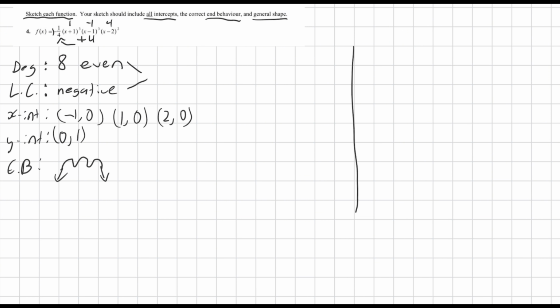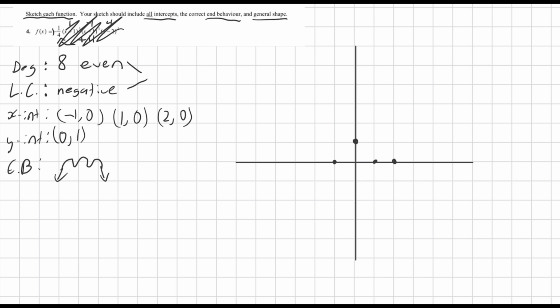So let's go ahead and start graphing. Let's plot our x-intercepts, (-1, 0), (1, 0), (2, 0), and then the y-intercept is (0, 1). So that's going to be all the points. Now we have to talk about what it is going to look like.